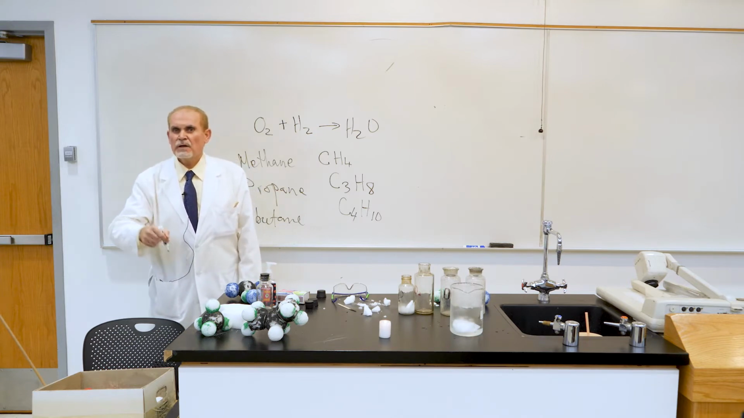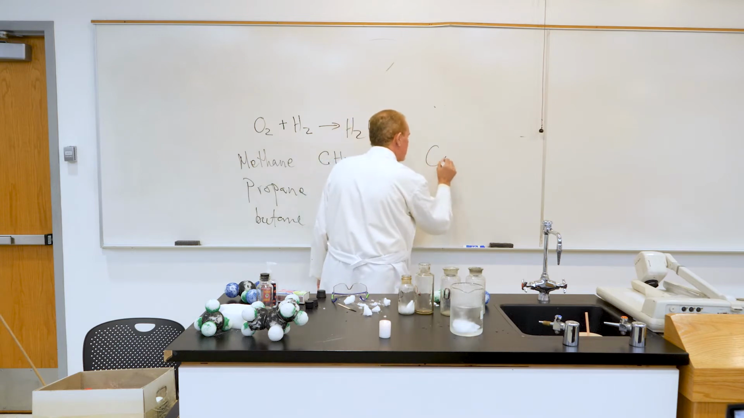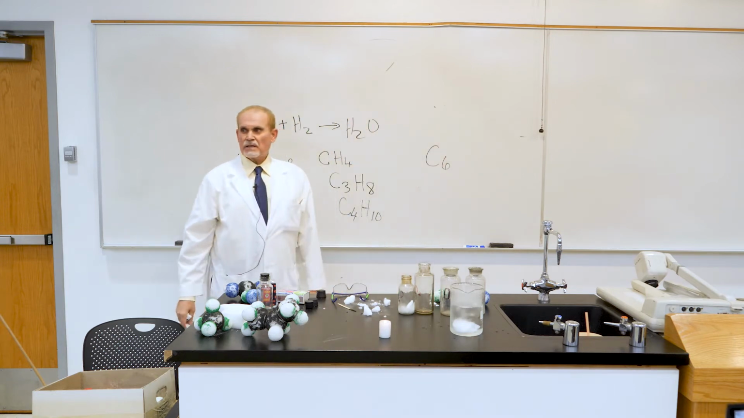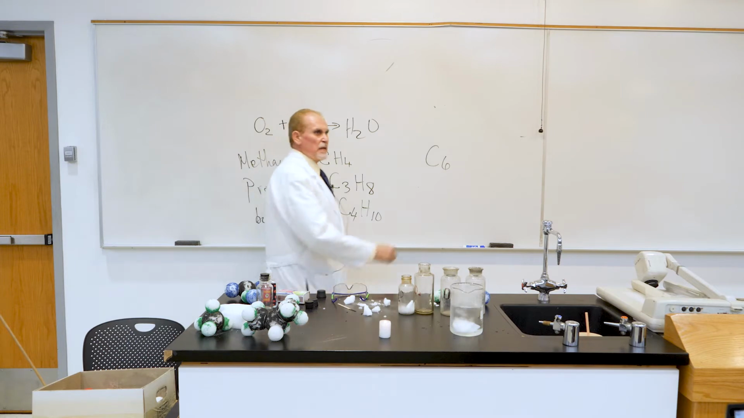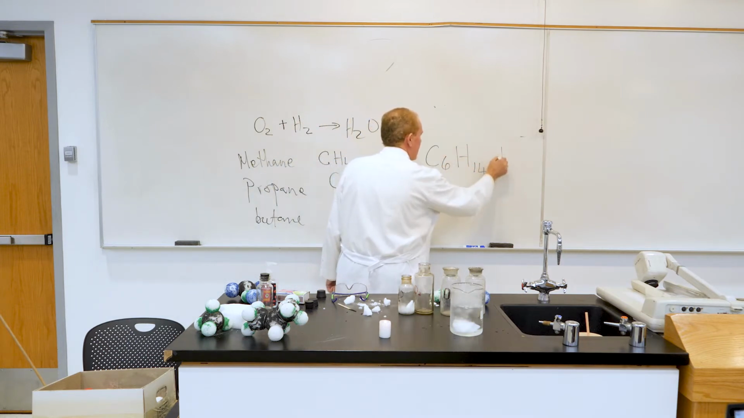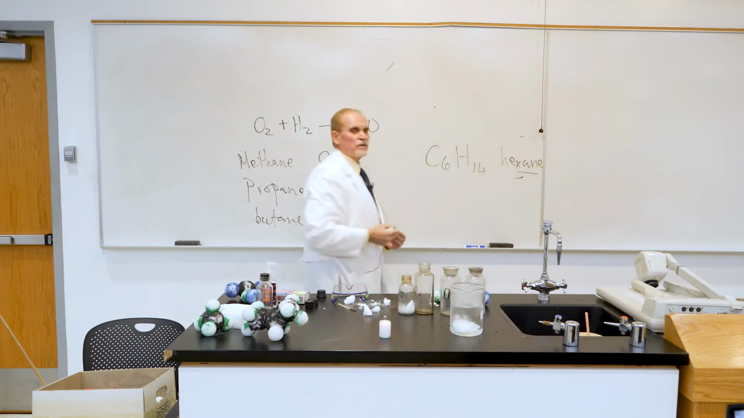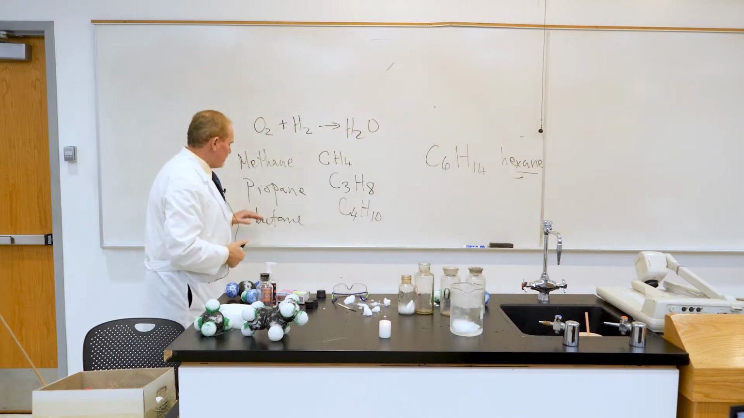Times 2 plus 2. So tell me, what will be the formula of the molecule that starts with 6 carbons and the rest hydrogens? 14. And that is called hexane. I'm going to show it to you. So on and so forth. Okay? So we have the butane.